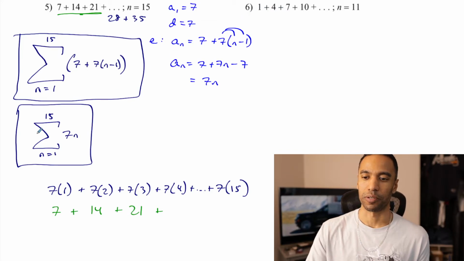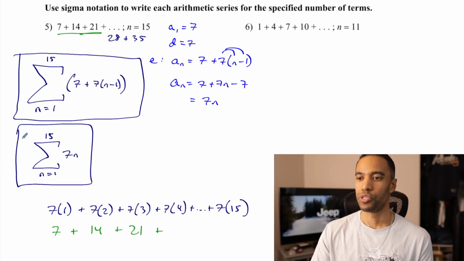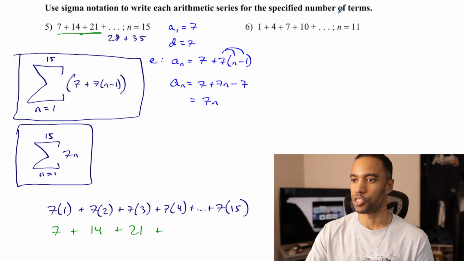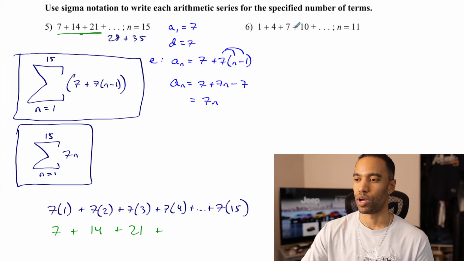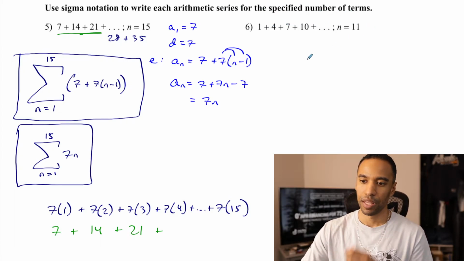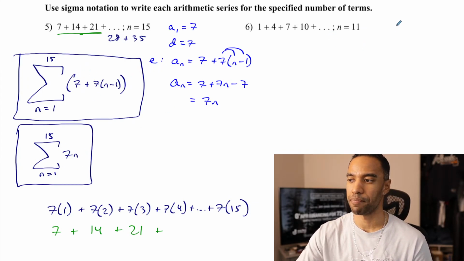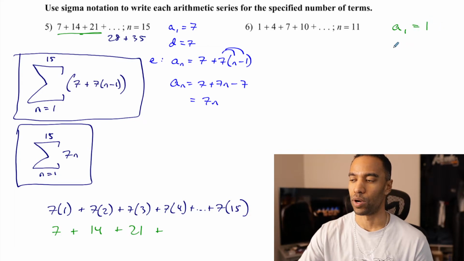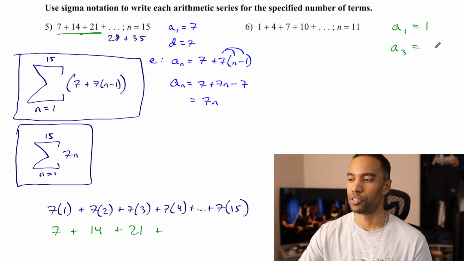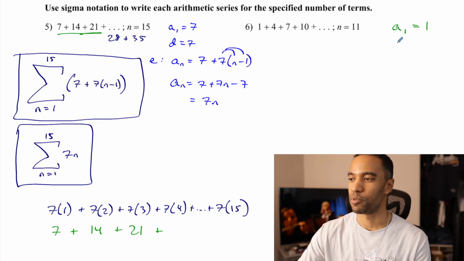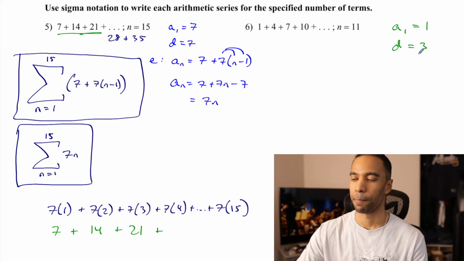Let's first start with number 6, though. Number 6, use sigma notation to write the series for the specified number of terms. This is 1 plus 4 plus 7 all the way to 11. For us to do this right, we need the explicit rule for this thing. So let's start with that this time. The value of the first term is 1, and the common difference is 3.